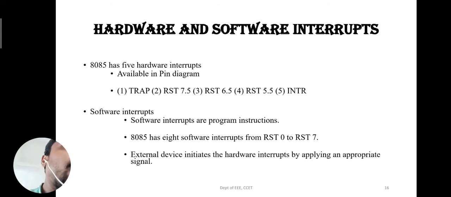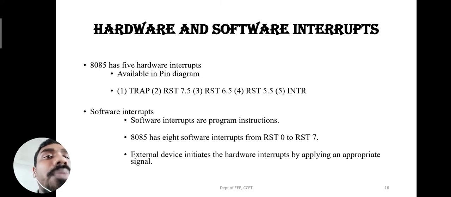That means if 5 interrupts are coming together, the content of the program counter will be shifted to the point represented by TRAP. So basically, first the interrupt service subroutine corresponding to TRAP will be executed, then the one corresponding to RST 7.5, then the one corresponding to RST 6.5 and so on. That will be the mode of execution in Intel 8085.